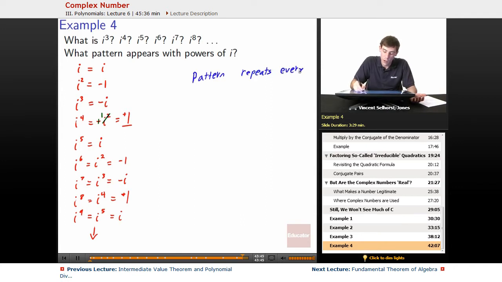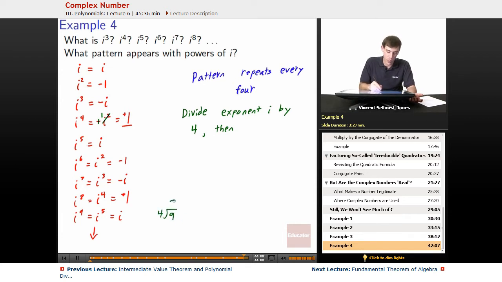Every 4. So what we basically need to do is divide the exponent of i by 4 and see what we've got. Then, well, what do we do next? Let's do a quick check. If we did i to the ninth, so 4 goes into 9 how many times? It goes in twice. So we'd have 9 minus 8, 1. So we'd get a remainder of 1.